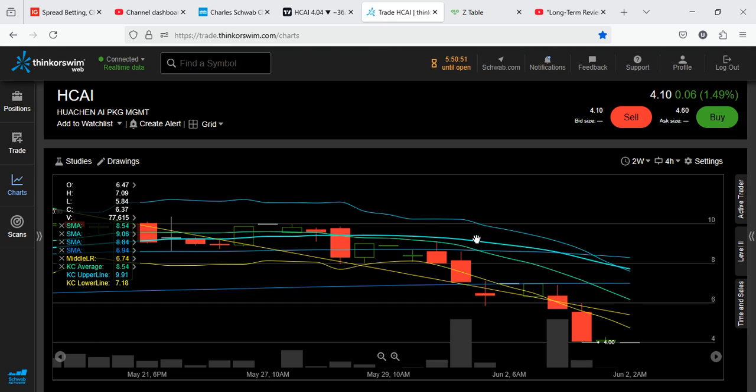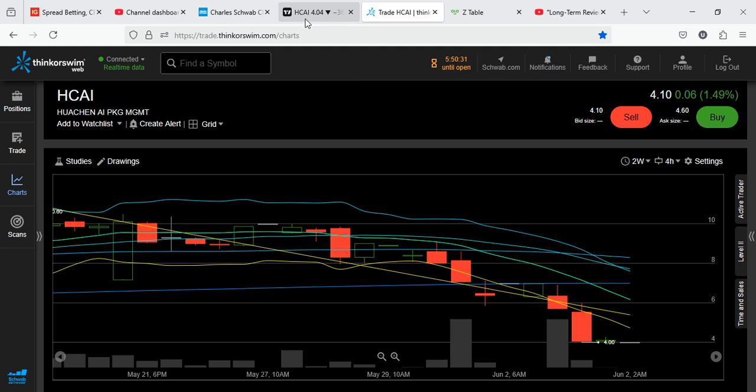HCAI lost 36.58% in the regular session of yesterday, the 2nd of June 2025. We didn't see any news behind that plunge, but in the post-market session, it has gained 1.49%. It's gradually active now in this pre-market session of today, the 3rd of June.